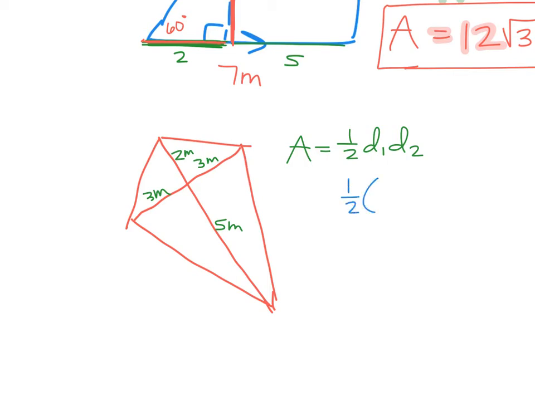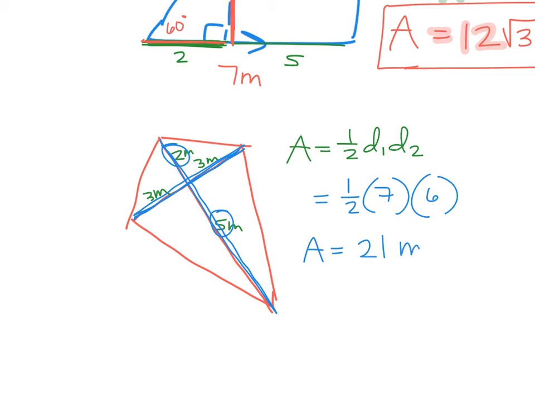What is it? 7. One of them is this line here, right, which would be the 5 and the 2 put together, so 7. What's the length of your other diagonal? 6, right? Add the 3 and 3 together. So you're going 1/2 times 7 times 6, which means your area is 21. And then don't forget to label it square meters. Questions on that?